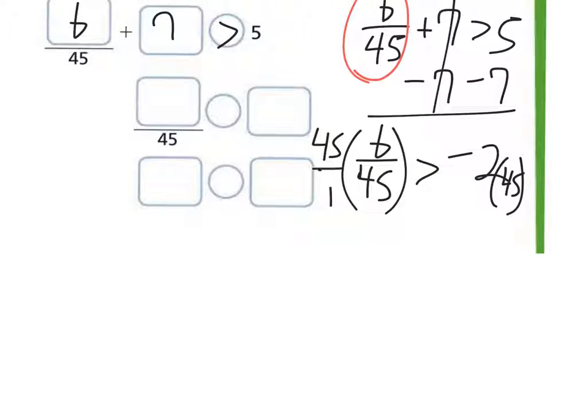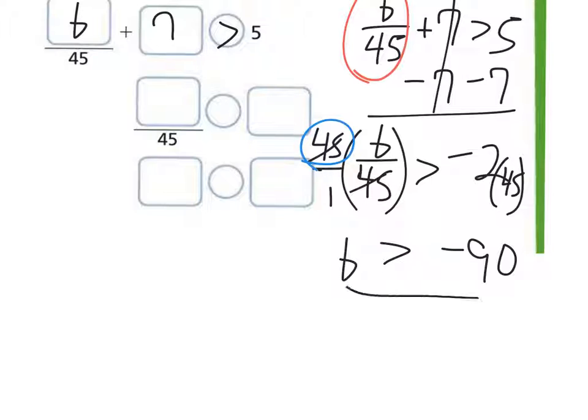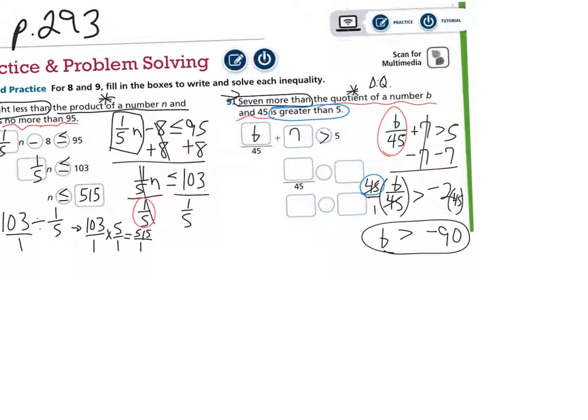So when you do that, 45 cancels on the left side, the right side, that would be negative 90. And once again, look at what you did here. Last step, you multiplied by 45. Again, that's a positive number. So the sign's going to stay the same. B is greater than negative 90.